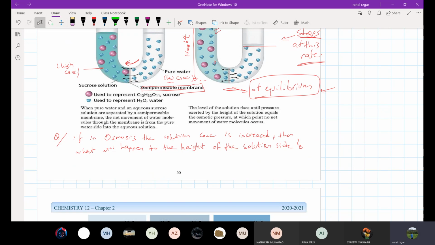If in osmosis the solution concentration is increased, then what will happen to the height of the solution? Will the height increase or decrease in order to stop the osmosis? Increase. Exactly, it will increase.